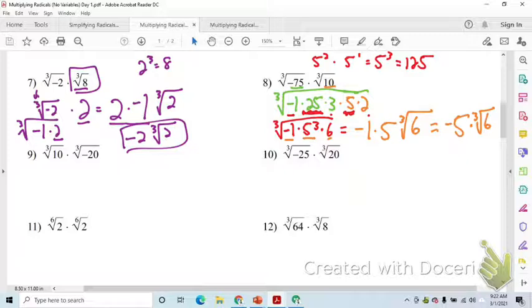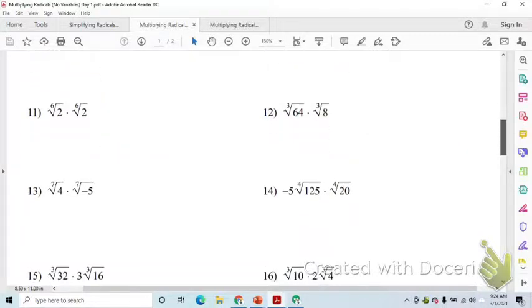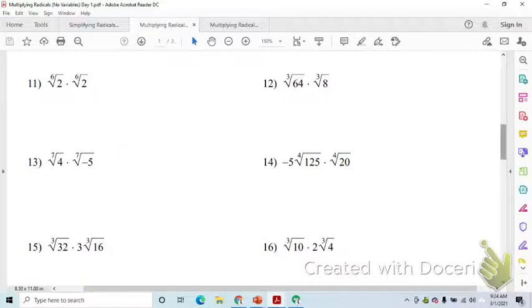All right. Let me scroll here. Find some more fun problems. I'm going to do 11 because it'll take me probably 10 seconds. All right. 2 times 2 is 4. This will be the fourth root of 4. 4 is the same thing as 2 squared, so it's done. All right. That's it.